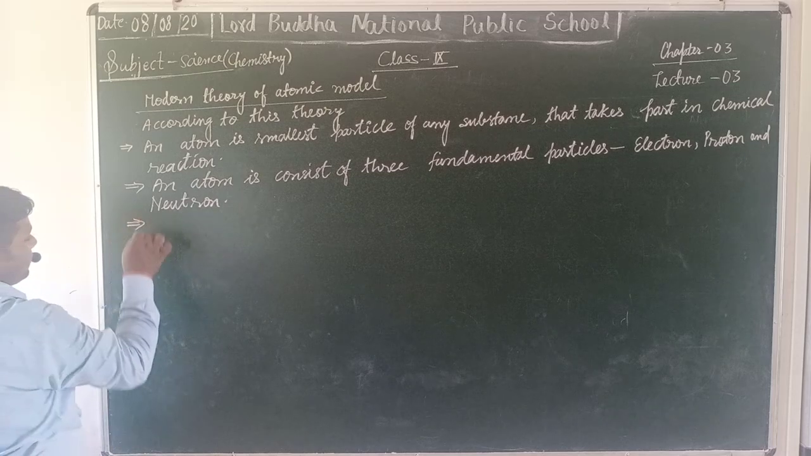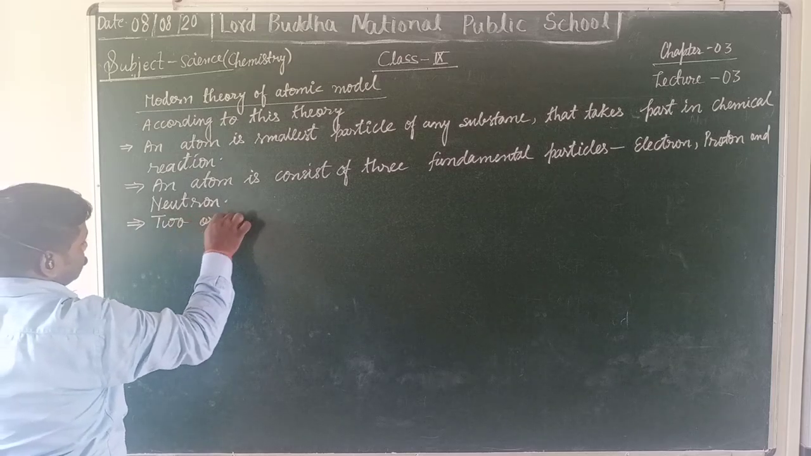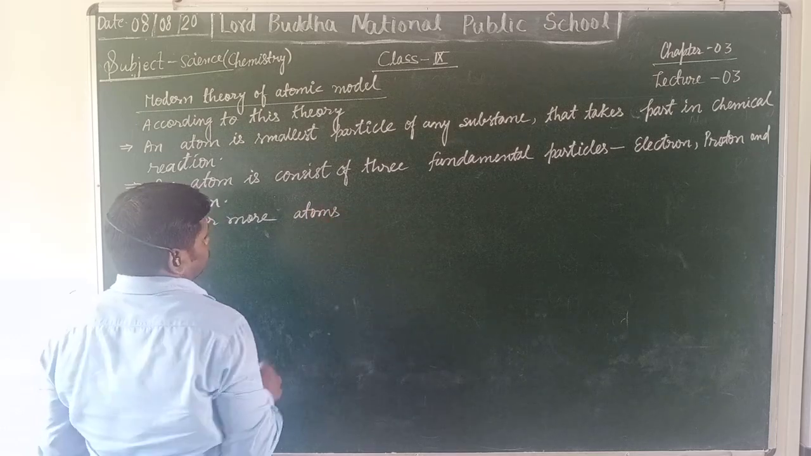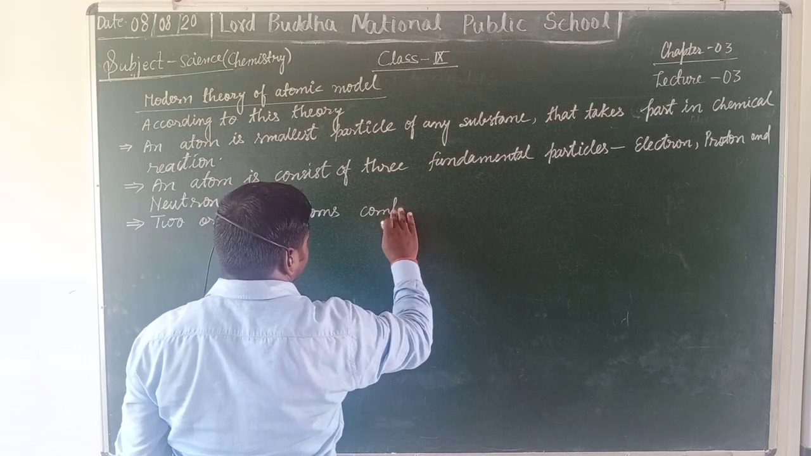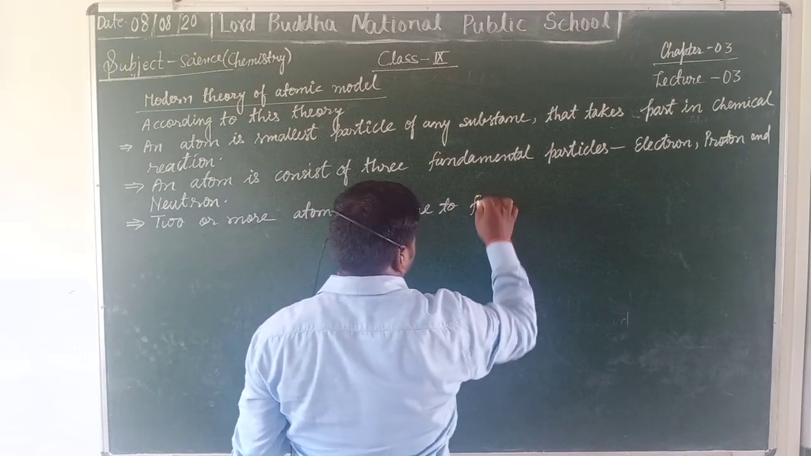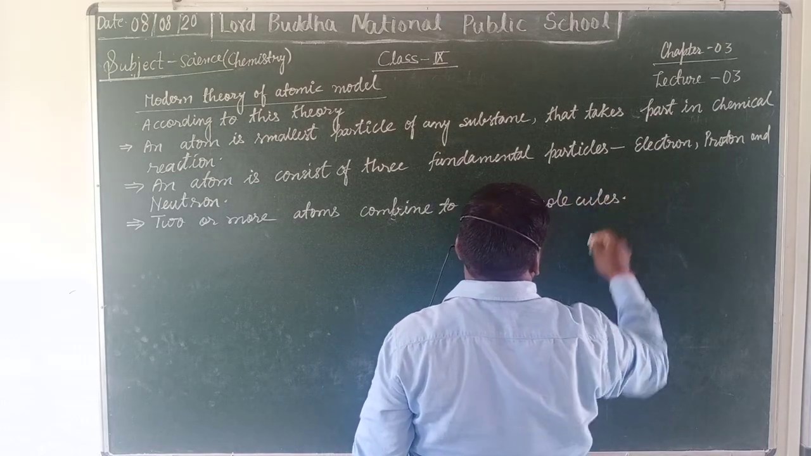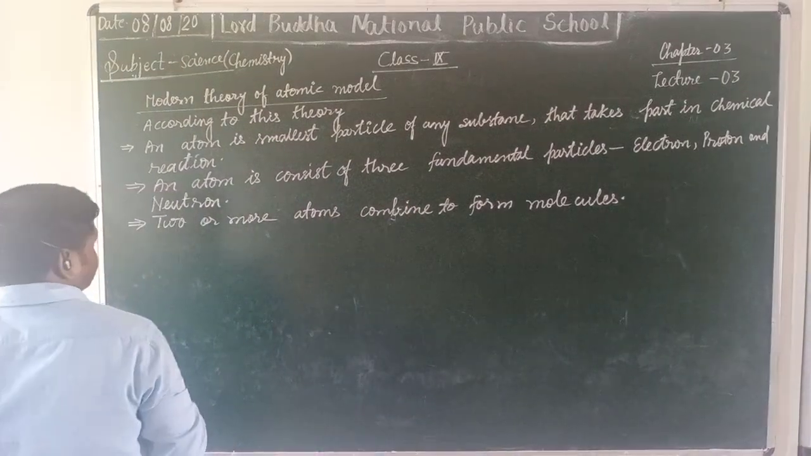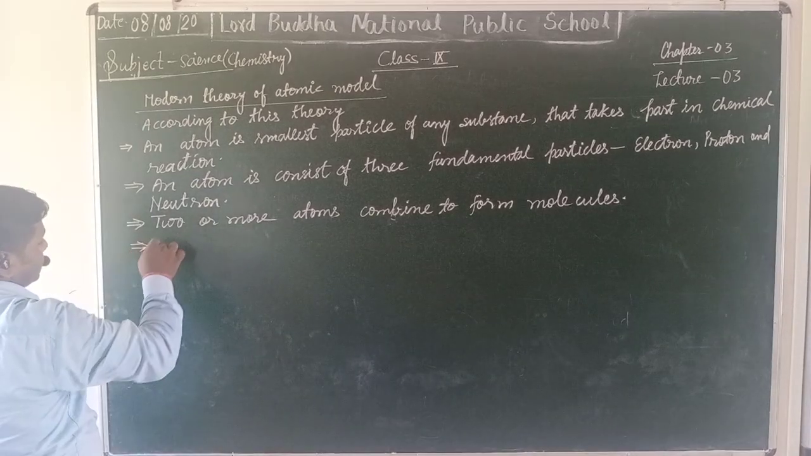Next, two or more atoms combine to form molecules, not compound atoms, as Dalton reported in his theory. Two or more atoms combine to form molecules.